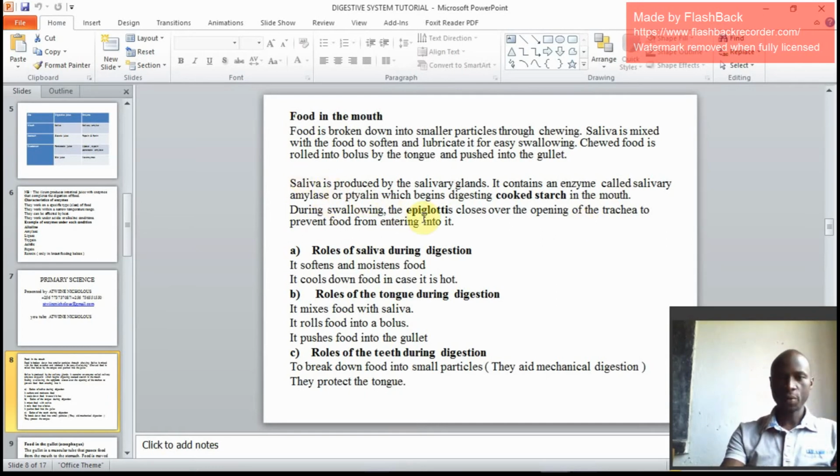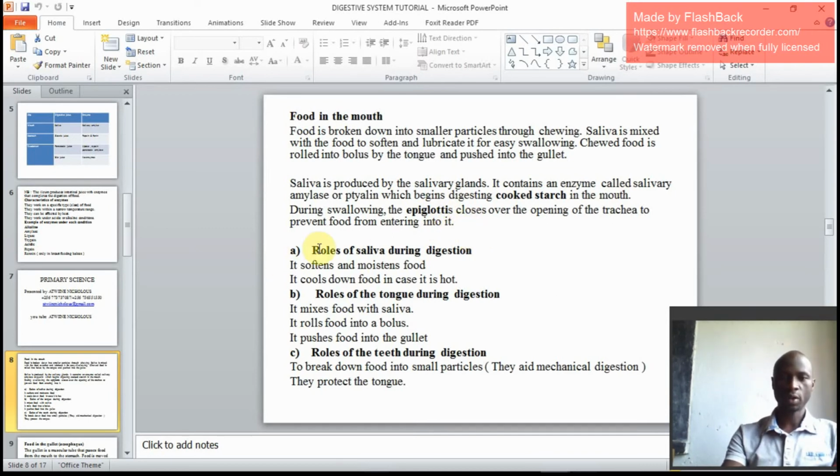During swallowing, the epiglottis closes over the opening of the trachea to prevent food from entering it. The role of the epiglottis is to close the trachea when swallowing food. Because when the trachea is not closed, food may enter the trachea and choking may happen. So the role of the epiglottis is to close the trachea when swallowing food.